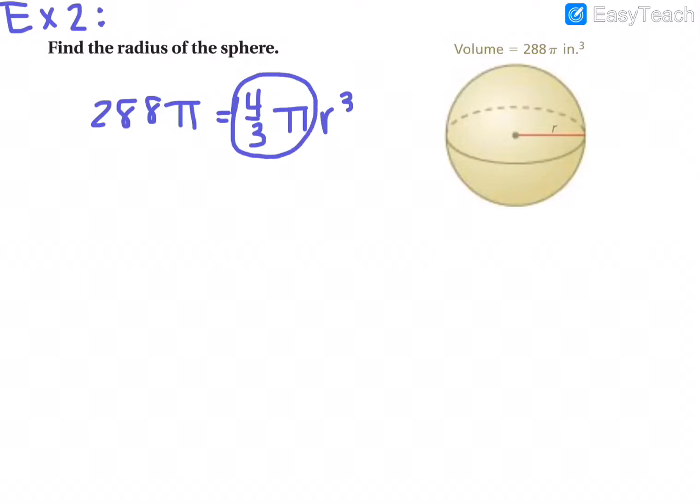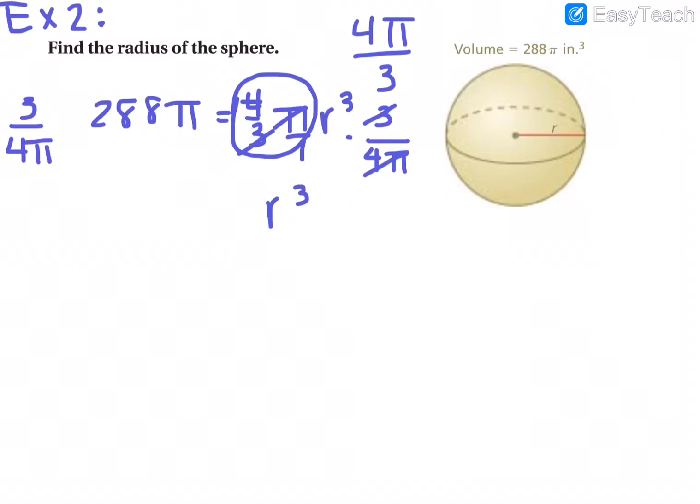So we know that pi is technically in the numerator since there's nothing underneath it, so it's really 4 pi over 3 if you multiply across. 4 times pi is 4 pi, 3 times 1 is 3. So we're going to do the reciprocal. And that's going to cancel out all of this. So you'll be left with r cubed. And then on the other side, if we do 3 over 4 pi, we've got some work to do. Let's see, does 4, oh yeah, 4 does go into 288.